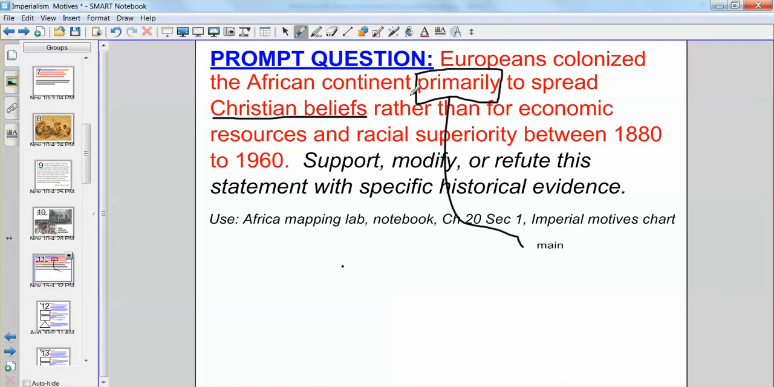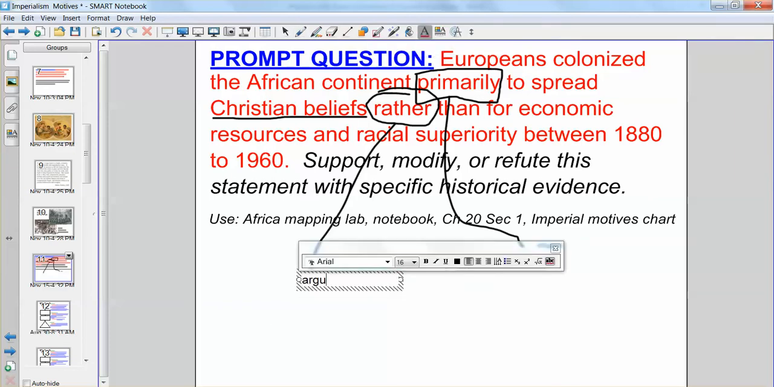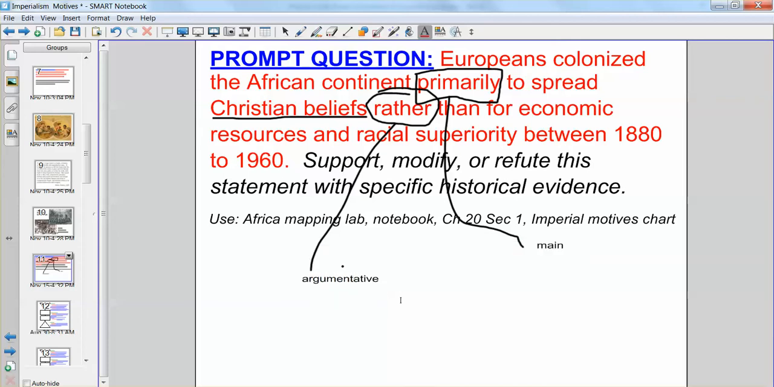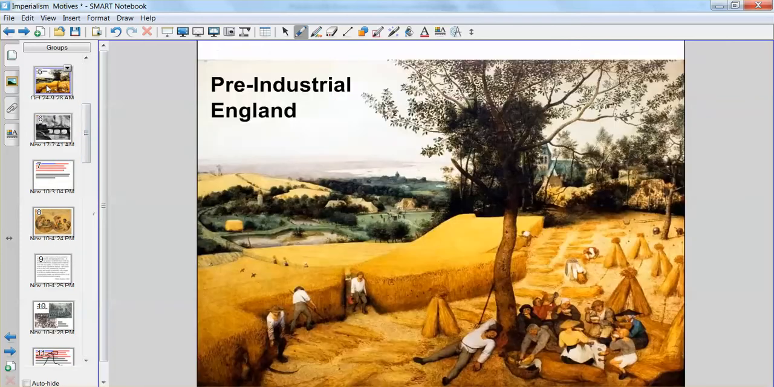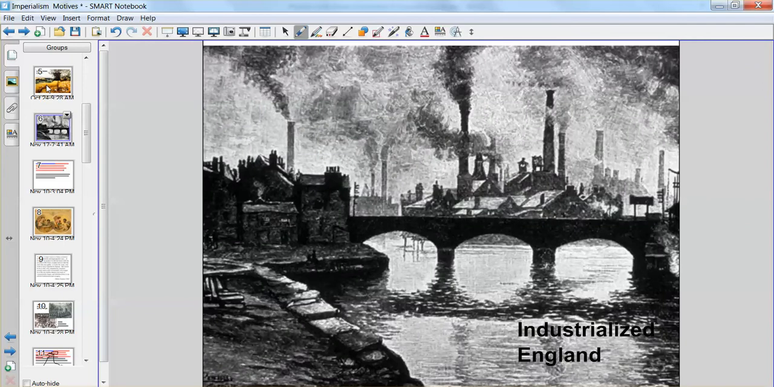How do I know it's argumentative? This key word right here, rather. This rather part makes it argumentative in nature. And so with that, you now have a choice. Is it Christian beliefs, or are you going to argue that it's actually more racial superiority or resources? Now, if we're talking about resources, this is where you're using that information from pre- and post-industrialized England.